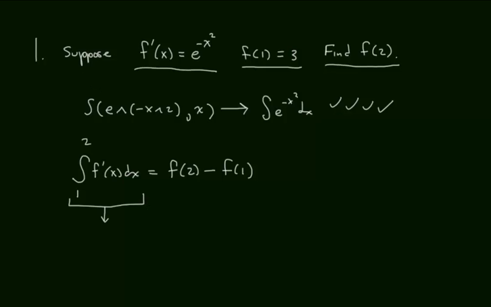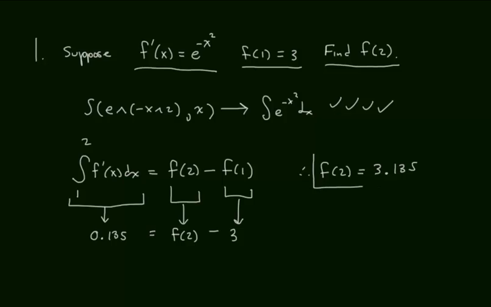So if I do this operation on my calculator now, this is going to give me 0.135, and then that's going to equal f of 2, which I don't know and I want to find, minus f of 1, and f of 1 is given as 3. So with a little bit of algebra, we add 3 to both sides, and therefore f of 2 is equal to 3.135. Isn't that awesome? That's the fundamental theorem of calculus in disguise.